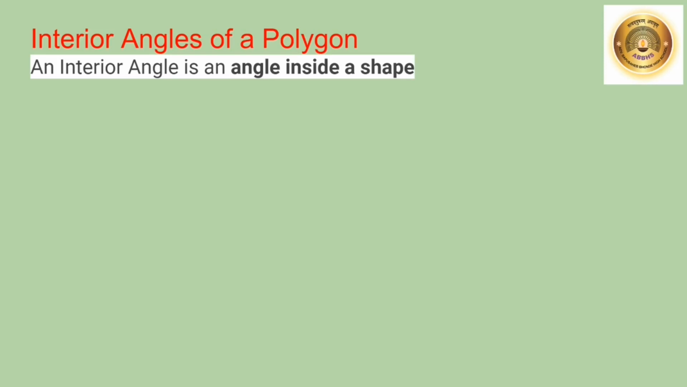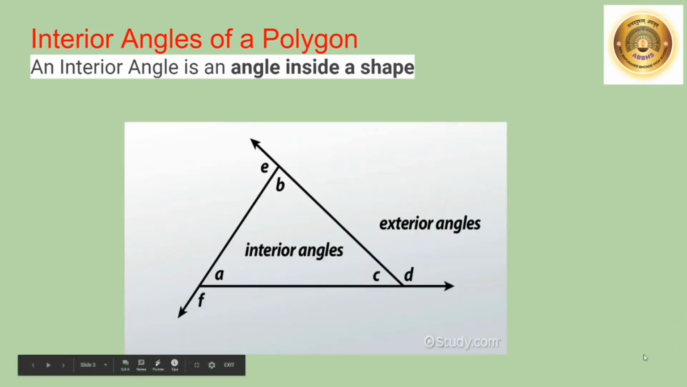First let us take interior angles. An interior angle means an angle inside a shape. So the angles of the triangle are called the interior angles. Here angle A, angle B and angle C are the interior angles of this triangle.